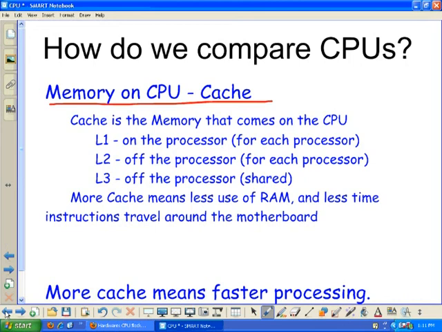The more cache you have, cache, C-A-C-H-E is pronounced cache, like C-A-S-H. Yeah, it's just spelled different, but pronounced the same. Okay? More cache means faster processing.